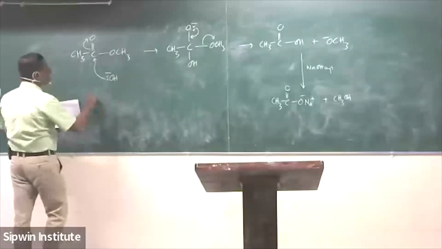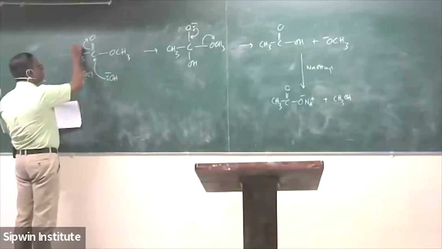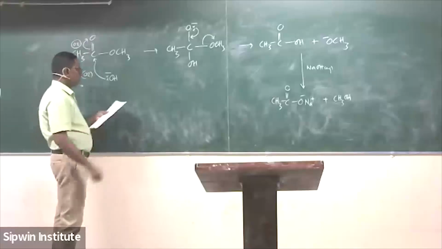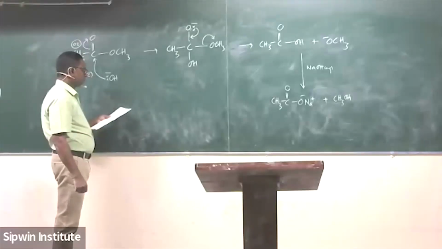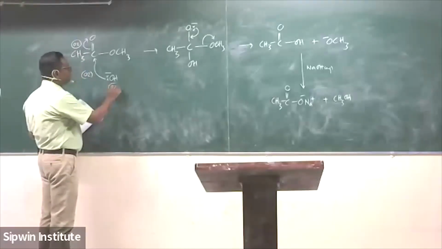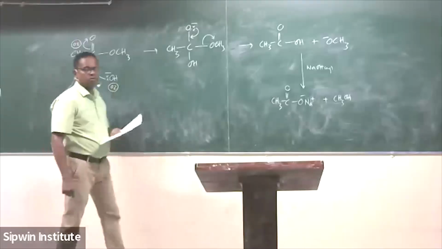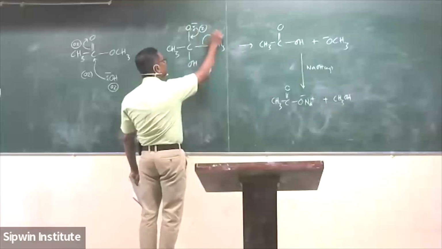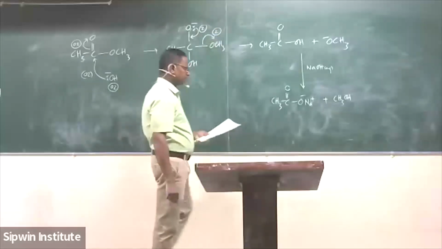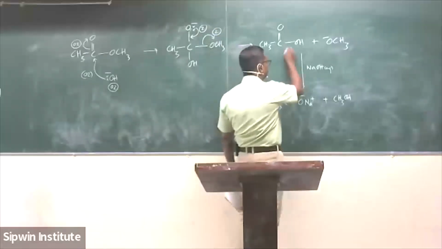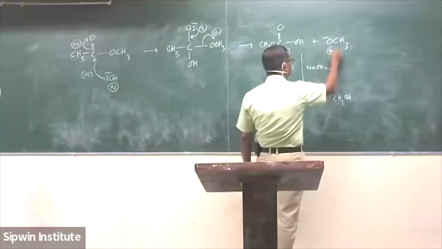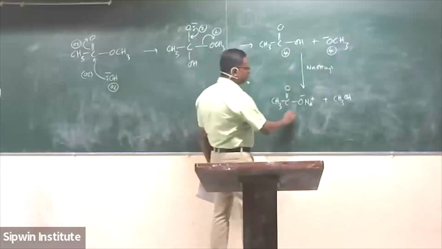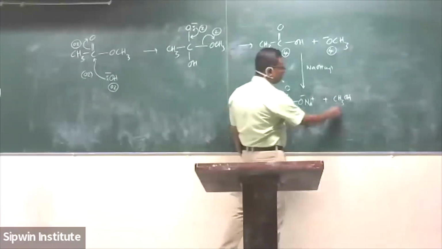2 marks for this. 2 marks for this. Right. 2 marks for this OH minus. Then 2 marks here. Another 2 marks for this one. 4 marks for this answer. Then another 4 for this one.